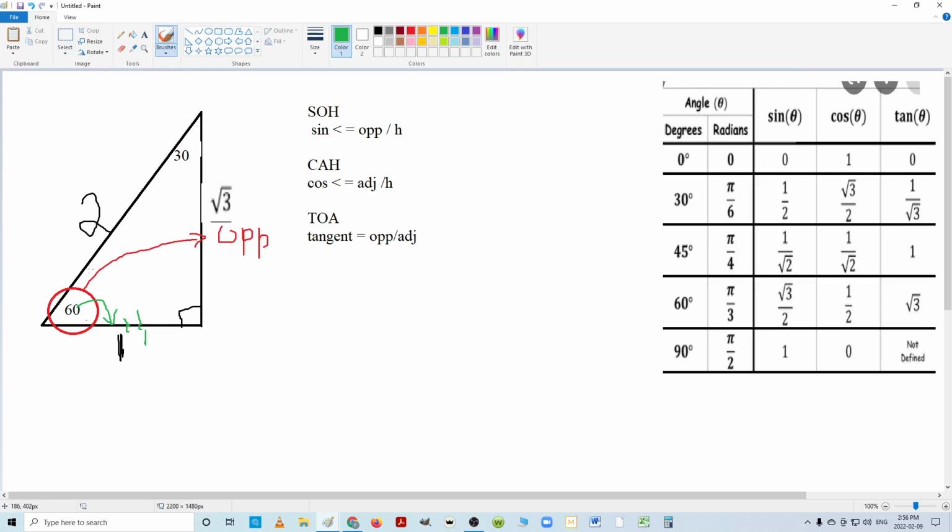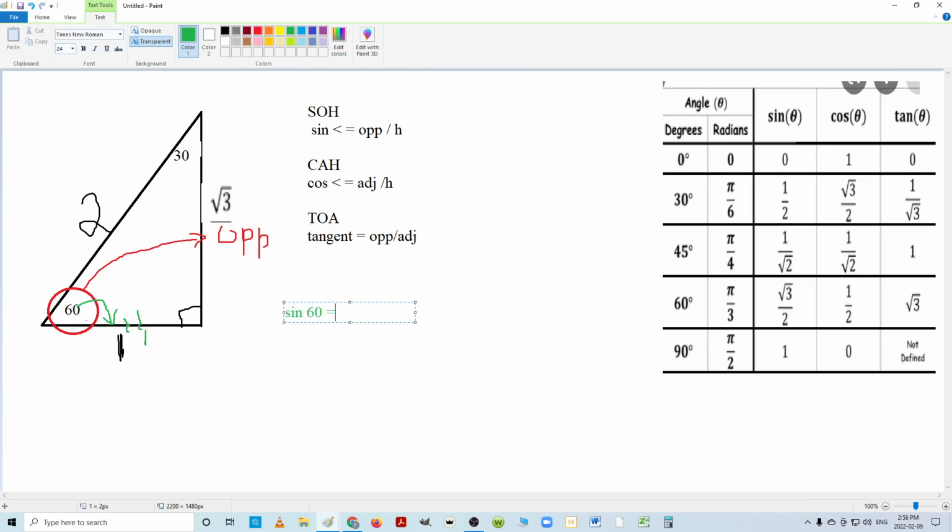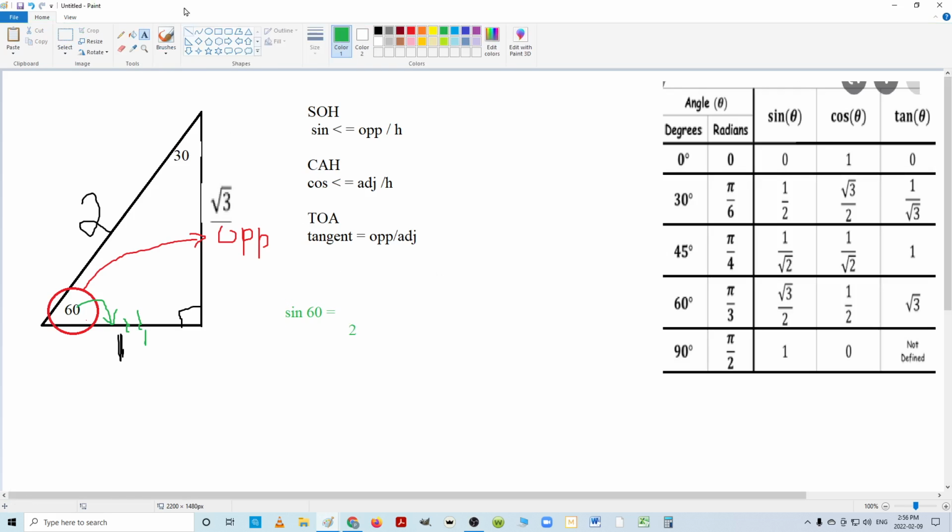So that means my sine of 60 is equal to square root of 3 over the hypotenuse, which is 2. That's what SOHCAHTOA is. So it's going to be the opposite over the hypotenuse, which is this. And lo and behold, we have solved this one right over here. Sine of that angle.